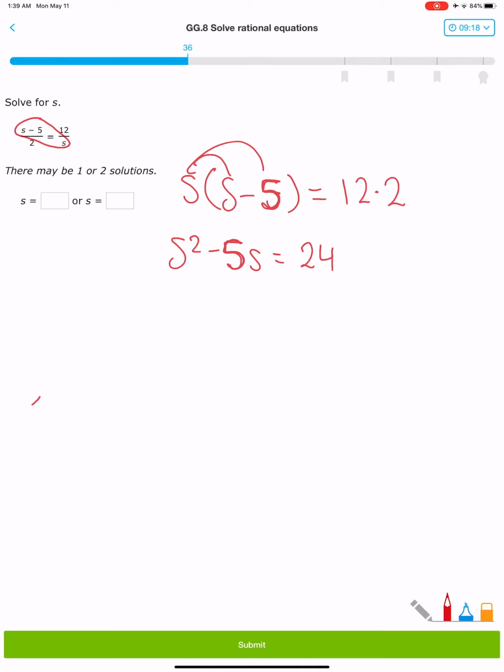Okay. And now we are going to use something that we've been practicing in class to solve this. We were learning how to solve by factoring. And so we are going to set everything equal to 0. The first step in solving by factoring is setting everything equal to 0. So we got s squared minus 5s. And then we're going to subtract 24 on both sides. So I'm going to write minus 24 equals 0.